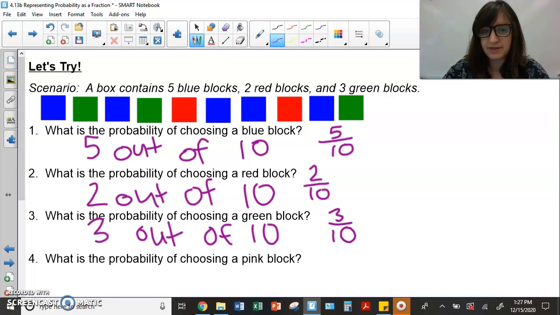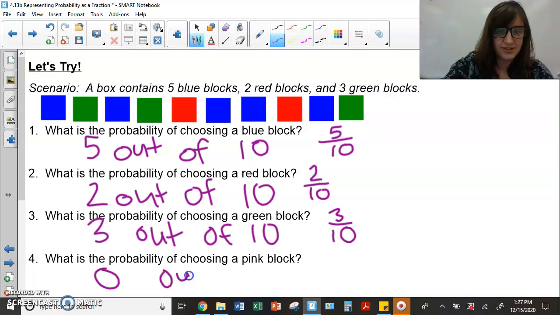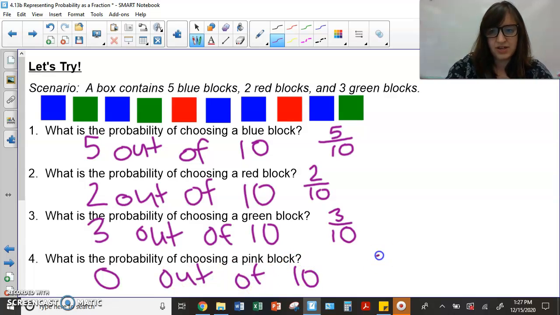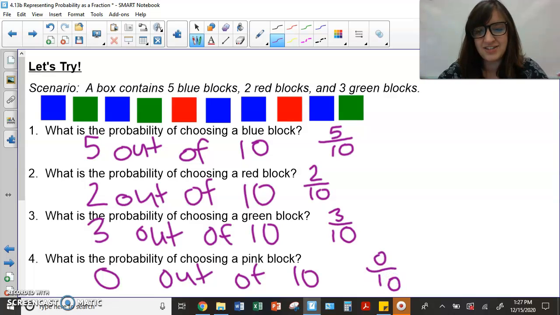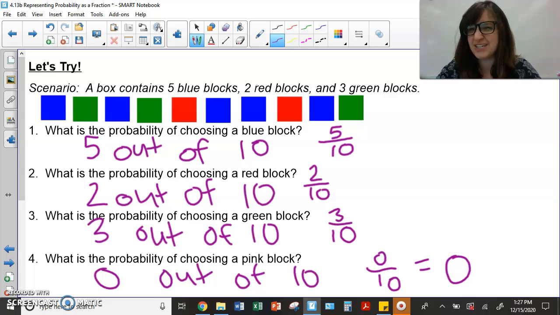And then what is the probability of choosing a pink block? Well, there are no pink blocks, so it would be 0 out of 10, which would look like this, or that's just equal to 0. Okay, if you have 0 in the numerator, it's just equal to 0. And when we talk about fractions, we'll talk more about that, okay?